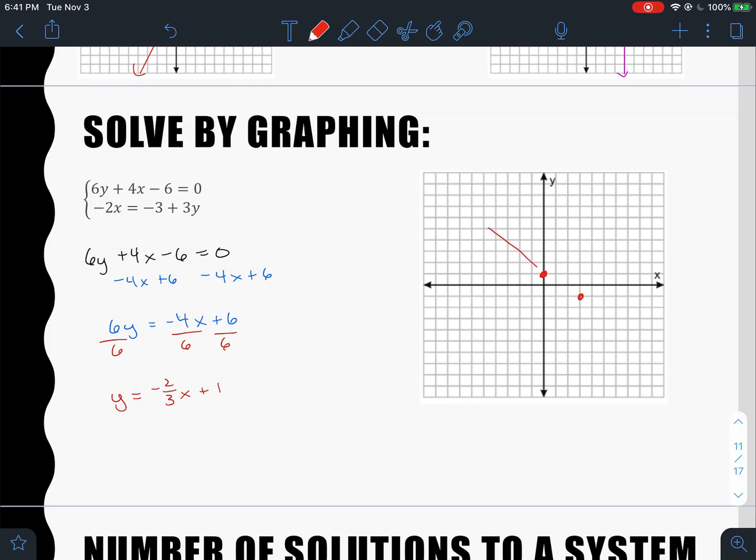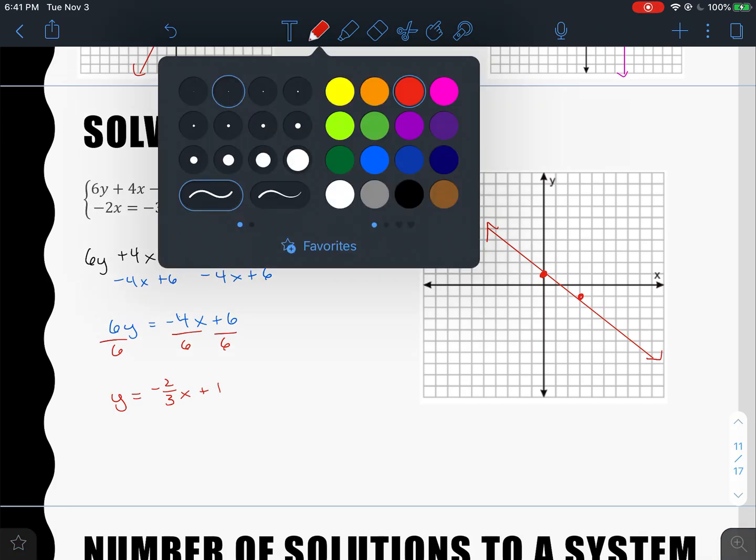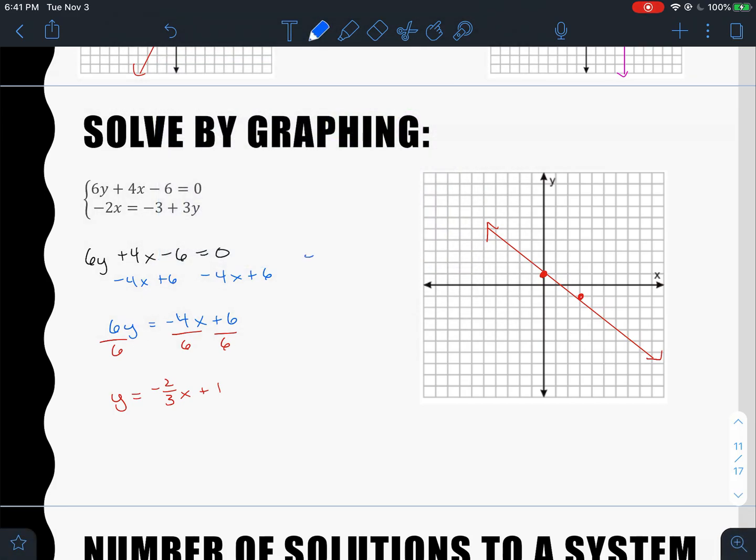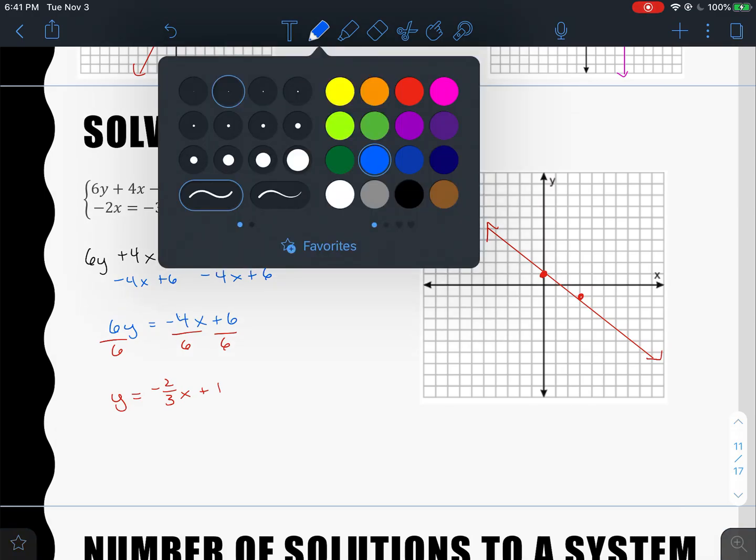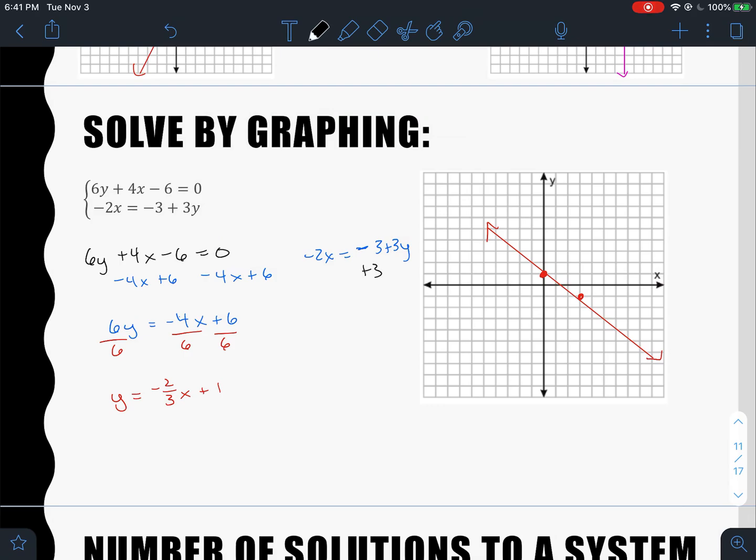So I'm going to start at 1. And then I'm going to go down 2 over 3 and then connect those 2 points. And that's my first line. In my second line, I have negative 2x equals negative 3 plus 3y. I'm going to add the 3y over so it's with the x term. And I get negative 2x plus 3 equals 3y.